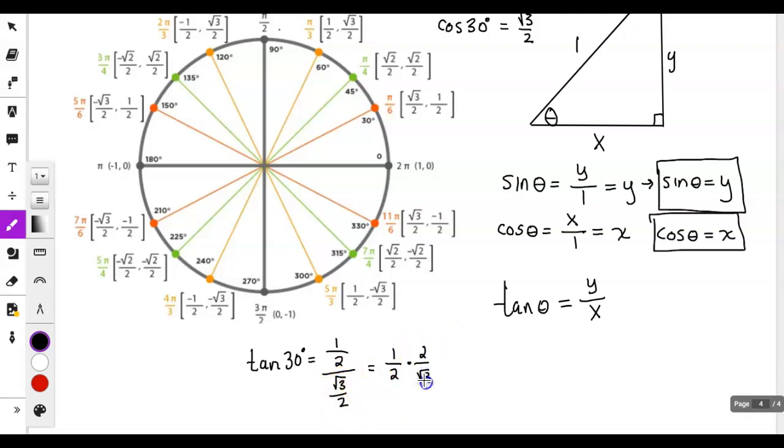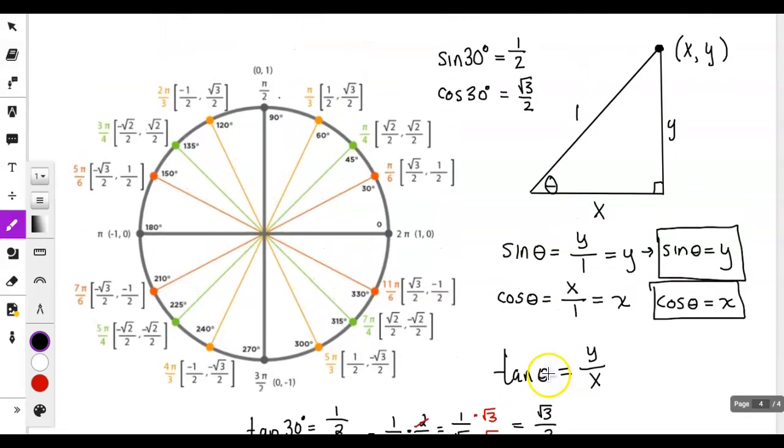2/√3. You can cross cancel the 2's, and you would get 1/√3. Then you would rationalize this by multiplying the top and bottom by the square root of 3. So you multiply the bottom by √3, and you multiply the top by √3, and you get √3 over √3 times √3, which is √9, so that would be 3. So the tangent of 30 degrees is √3/3.